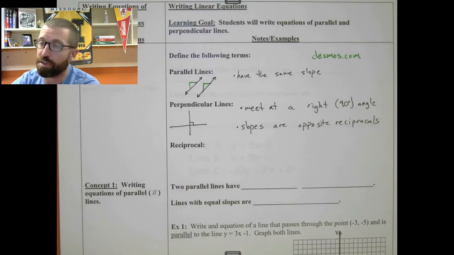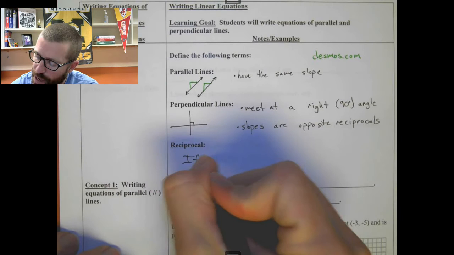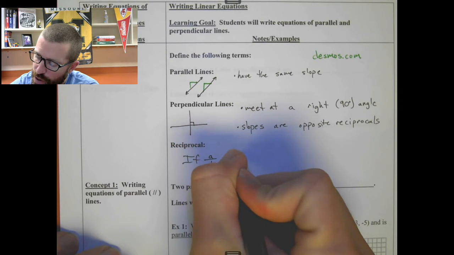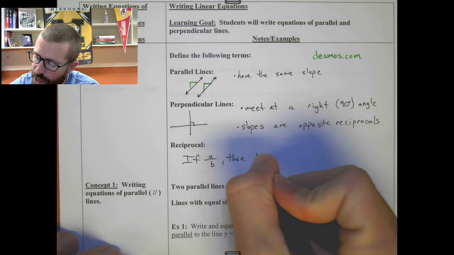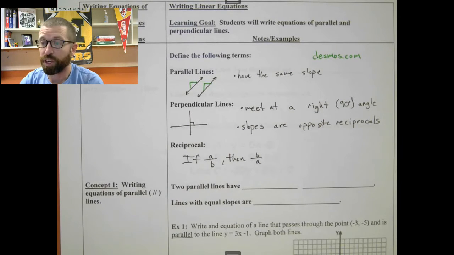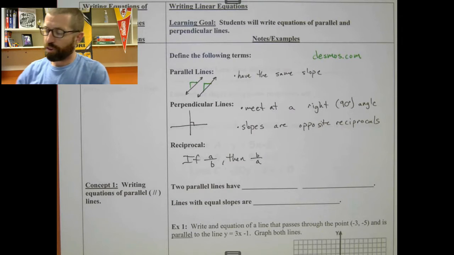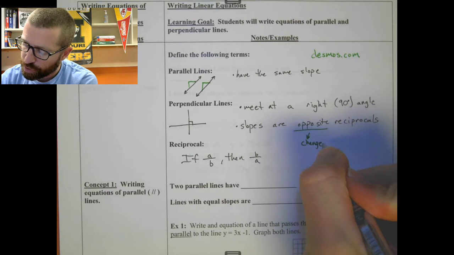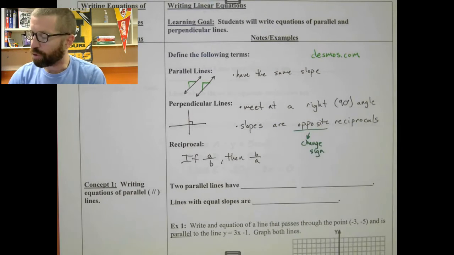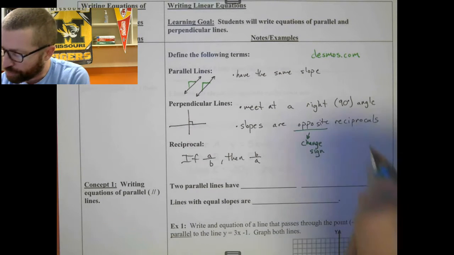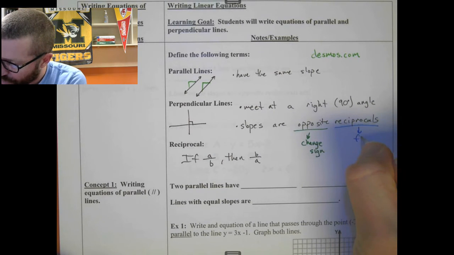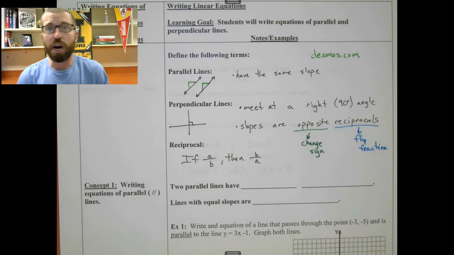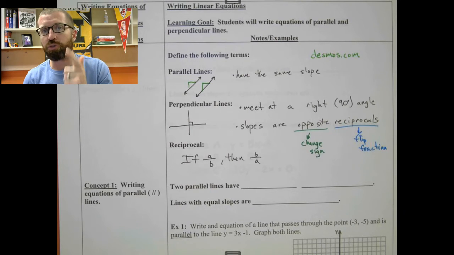A reciprocal can be defined, in a short math way, as: if you have A over B, then the reciprocal is B over A. Let's take a maybe more practical look at how you would think about it. The opposite in math means to change the sign. The reciprocal means to flip the fraction. Try to separate these. You'll probably remember them as being together, opposite reciprocal, but it's really two different things. So opposite is change the sign, reciprocal is flip the fraction.